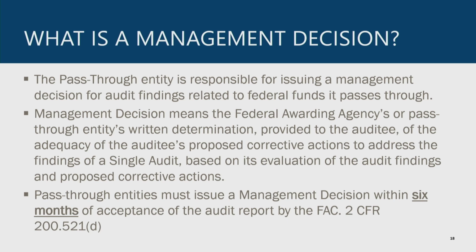So that brings us to management decisions. A management decision is the pass-through entity's written documentation of the adequacy of the auditee's proposed corrective actions to address the findings of a single audit. Pass-through entities must issue a management decision within 6 months of acceptance of the audit report by the Federal Audit Clearinghouse.